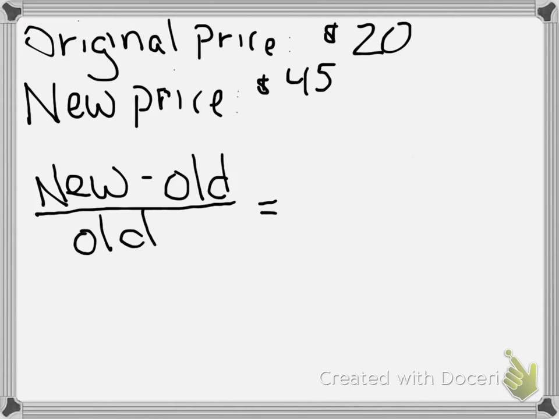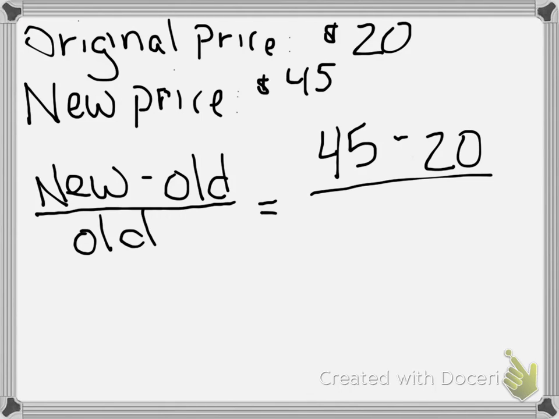So same deal, it's still going to be new minus old over old. So we're going to have 45 minus the original, which is 20, over the original, which is 20. So we'll subtract, and we're left with 25 over 20. When we do that in a calculator, we're left with something that looks a little surprising. But I'll show it to you by hand.